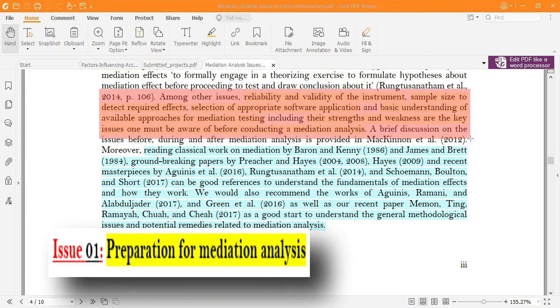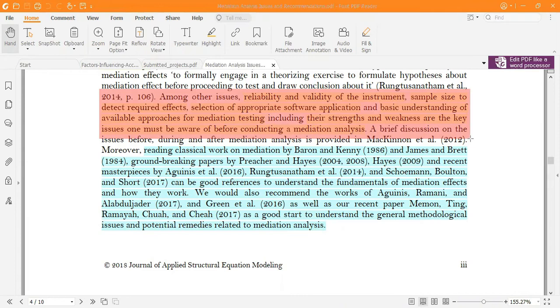If your instrument is reliable and valid, then you should start to collect the data from the respondents with the help of that instrument. And sample size is very important. Sufficient sample size should be there to apply the mediation model.